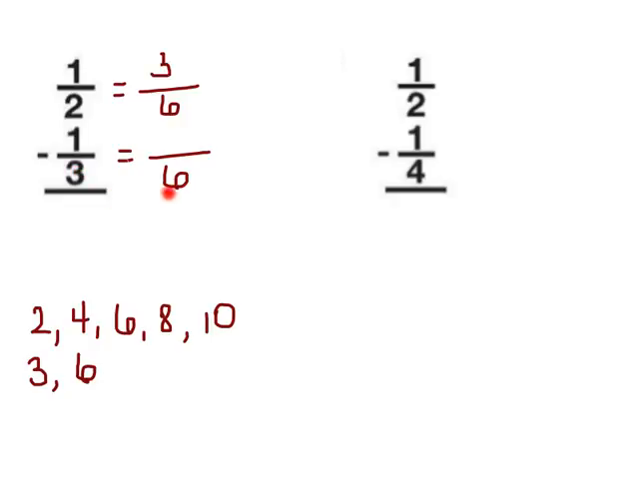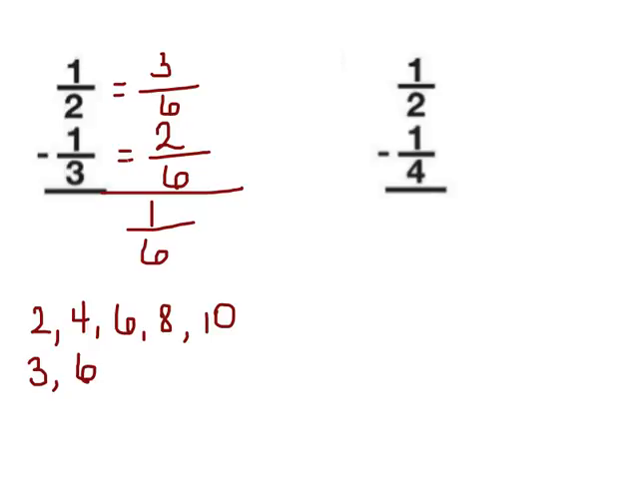Looking at the next one, 3 times what is 6? Well, that's 2. So 1 times 2 is 2. My denominator is now the same, but now remember, this time we're subtracting, and 3 minus 2 is 1. So my answer is 1/6.